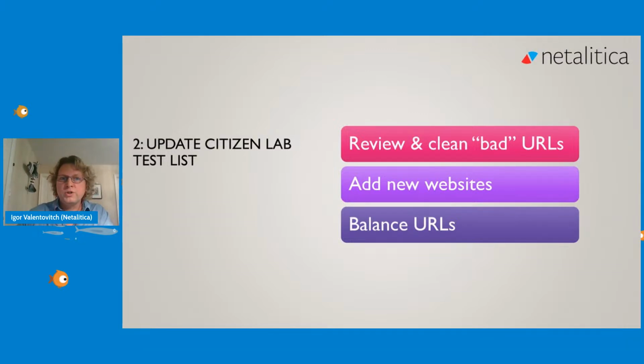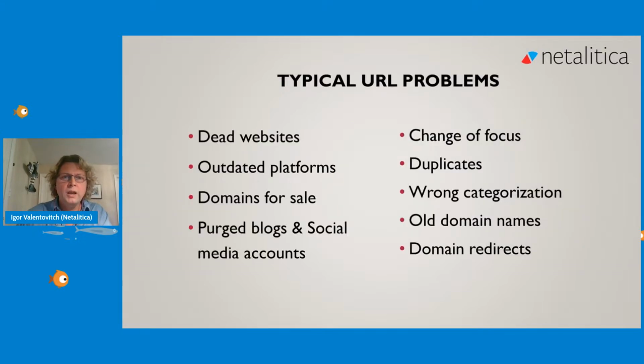Basically, this is a three-stage process that starts with reviewing and cleaning bad URLs from the existing test list. Then the researchers add new websites to the list, and finally they balance the URLs across categories. I'll mention this in a bit. The typical problems you would usually find in reviewing existing test lists are the following. You're going to have a lot of dead websites, websites that change their focus over time, platforms that were outdated, websites that are up for sale, social media accounts that do not exist anymore, and so on and so forth.